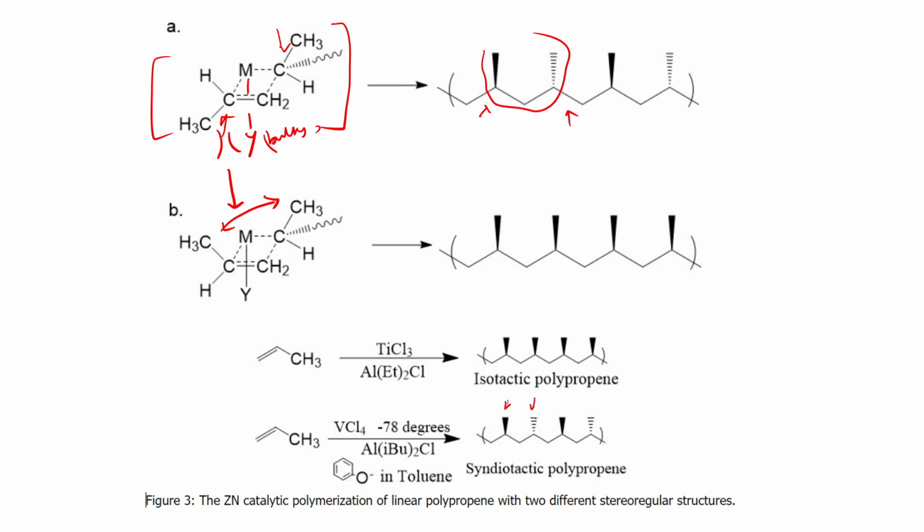So the adjacent stereocenters are in different phases. If one of them is above, another should be below, and that's how it is maintained: above, below, above, below. That's how the chain would propagate, and this is actually called the syndiotactic polymer.